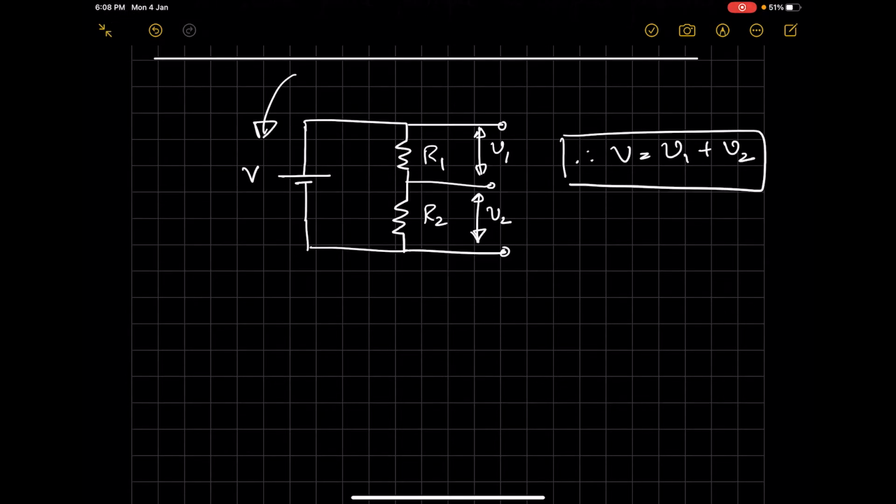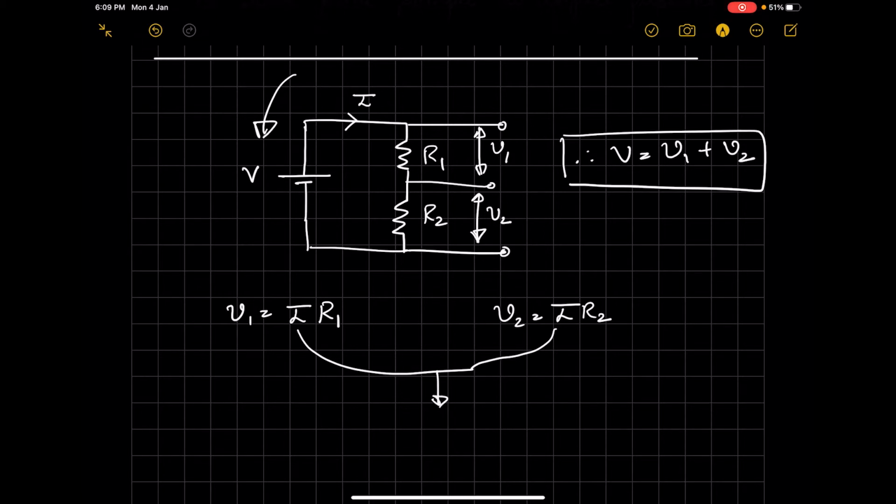Our motto is to find V1 and V2. To find that, let us assume the current in the network is I, and therefore V1 is nothing but the current through the resistor R1, that is I, times the resistance. And similarly, V2 is the current flowing through the resistance R2 times R2. So to find out V1 and V2, the only unknown thing is I.